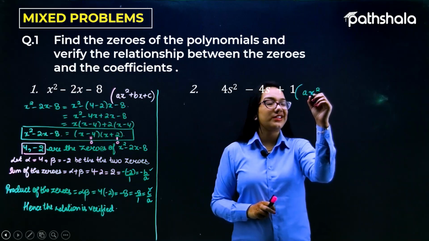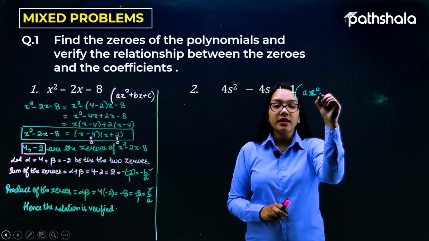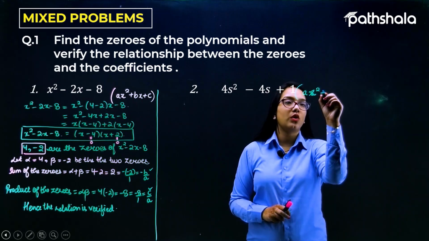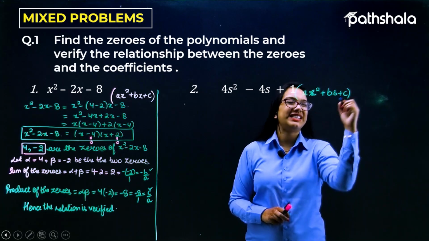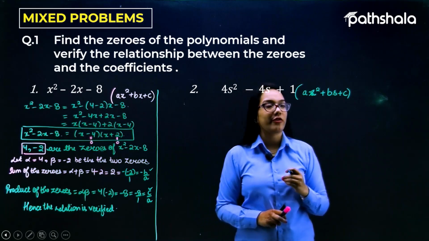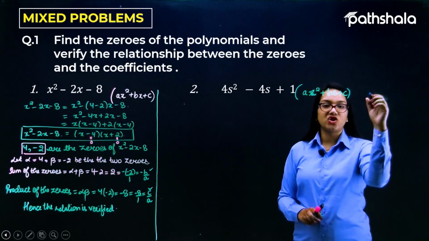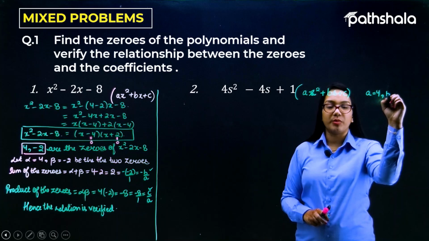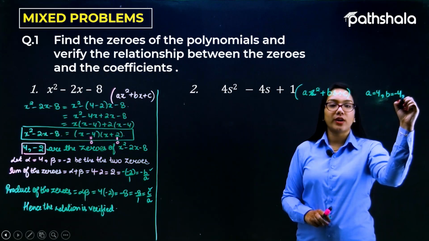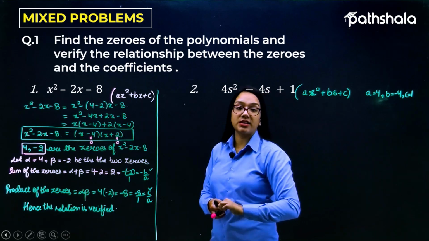So we can express it in the form of a s square plus b s plus c. We can express it in terms of the variable s. So after comparing these two, we can conclude that the value of a is 4, the value of b is minus 4, and the value of c is 1. A is 4, b is minus 4, and c is nothing but 1.